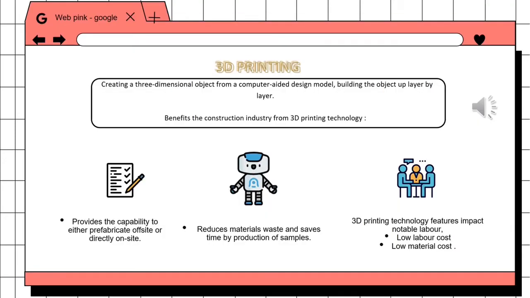So what is 3D printing? It creates a three-dimensional object from a computer-aided design model, building the object up layer by layer. So what is the benefit to the construction industry from 3D printing technology? First, it provides the capability to either prefabricate outside or directly on site. Compared to the traditional building method, now it is possible to print materials important for prefabrication and have them ready to use immediately. Second, it reduces material waste and saves time by production of samples. Third, 3D printing technology has a notable impact on labor, with low labor costs and low material costs.